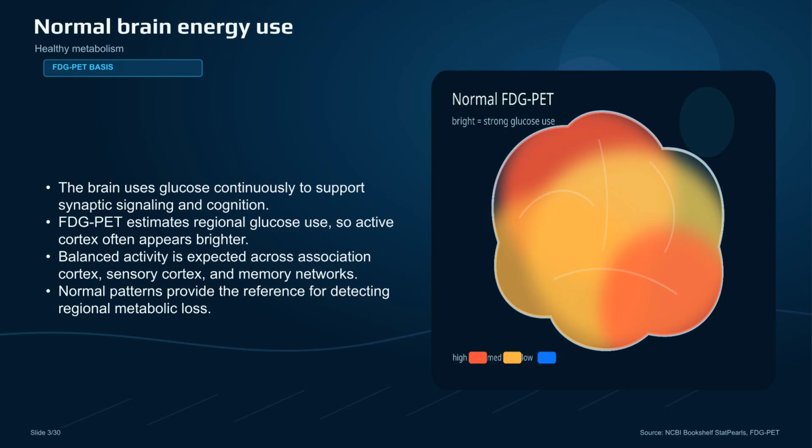Normally, the brain continuously uses glucose to support cognition, shown as bright areas on an FDG PET scan, indicating strong metabolic activity. Normal patterns serve as the baseline for detecting regional metabolic loss.